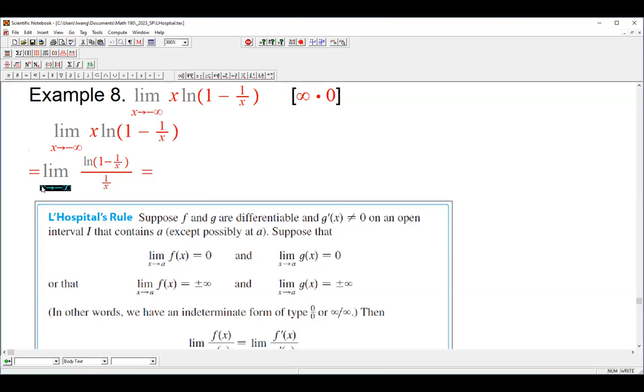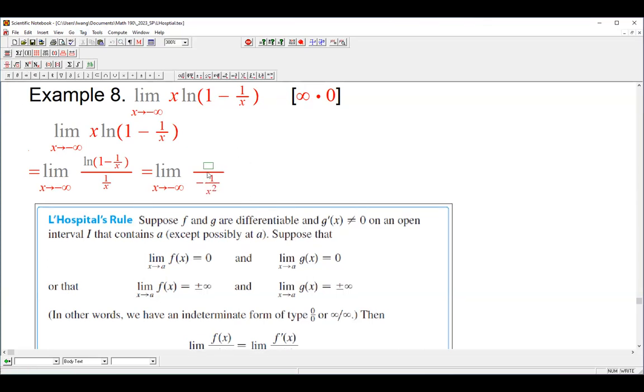So when x is approaching negative infinity, the bottom is approaching 0, the top is approaching 0. We have a 0 over 0 case, right? So we can apply L'Hopital's rule. When we differentiate the denominator, of course, that equals negative 1 over x squared.